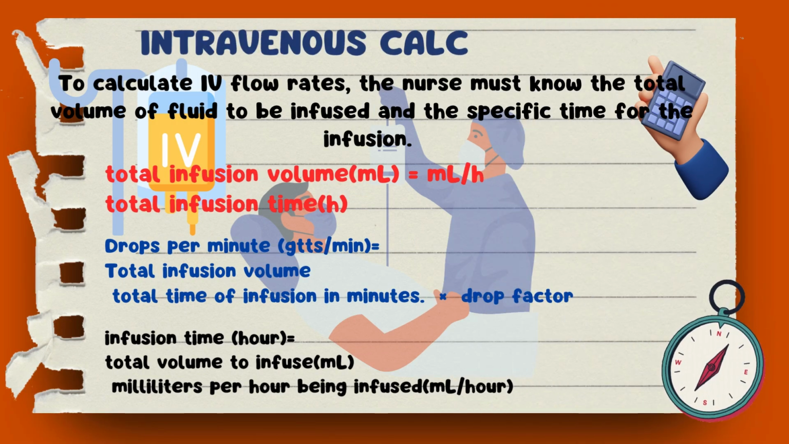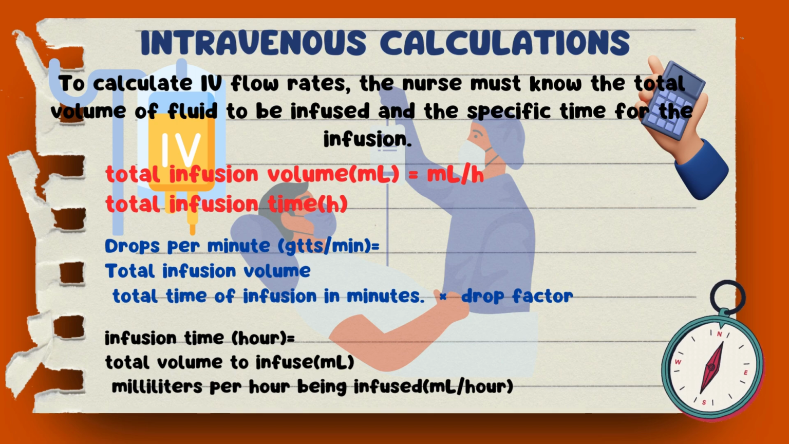For intravenous calculations, it is important that the calculation of the IV rate of administration is accurate. However, it is useful to be able to perform this calculation from first principles and to do them step by step. To calculate IV flow rates, the nurse must know the total volume of fluid to be infused and the specific time for the infusion.